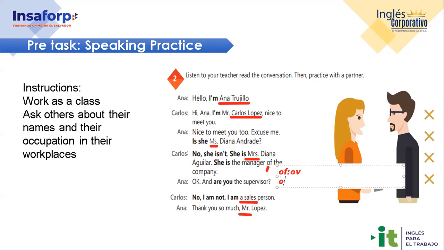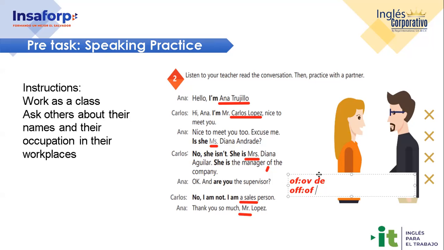Of. And the other one is off, okay? Entonces, ahí es lo opuesto, miren. Of, este que significa de, es of, y este que significa apagar se pronuncia como off, con F, okay? She's the manager of the company. And don't forget again, Mrs. Diana Aguilar, Mrs. So don't forget that.